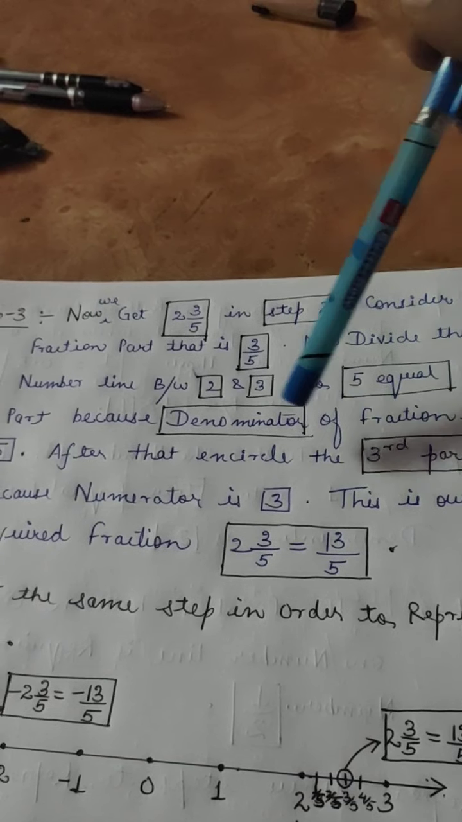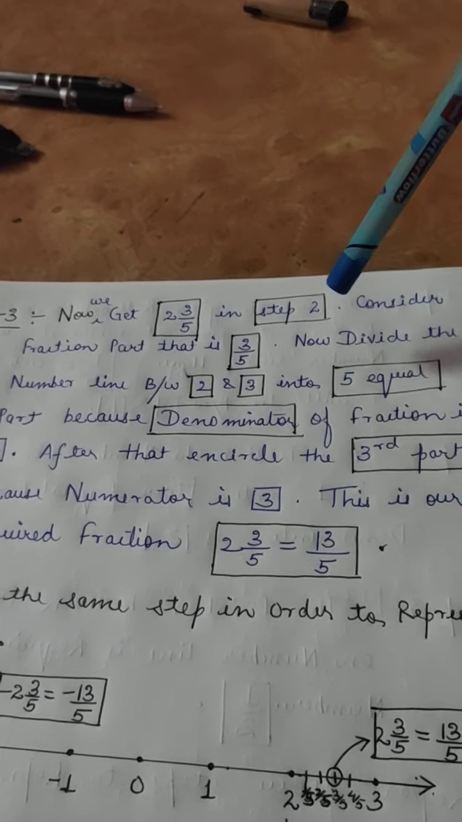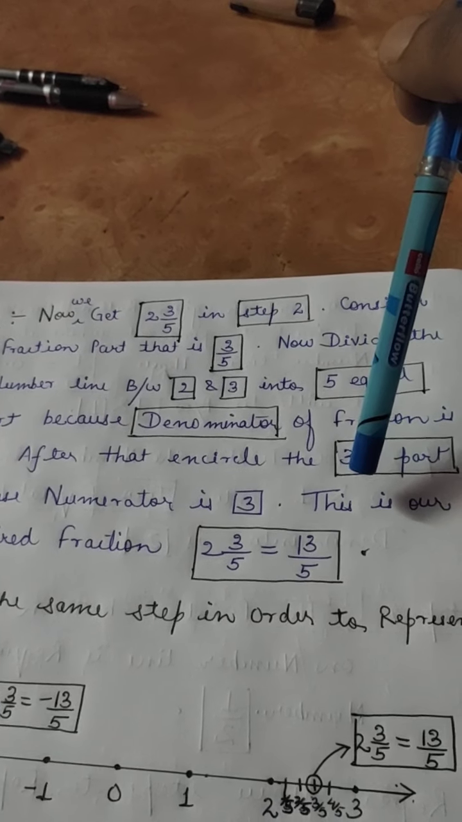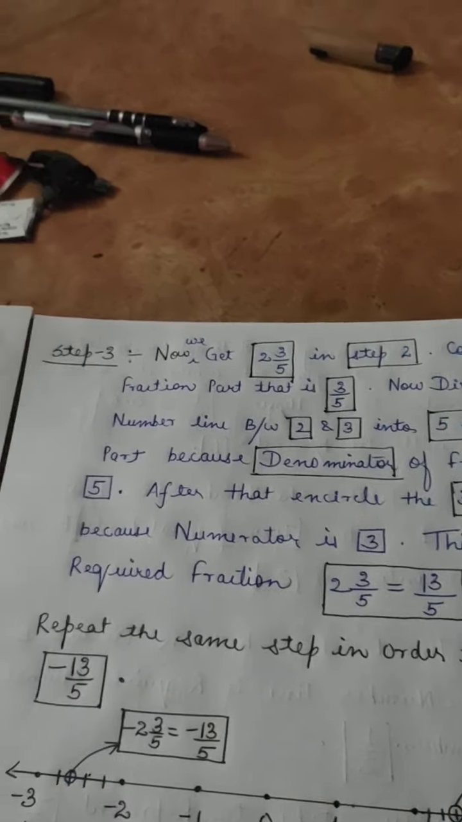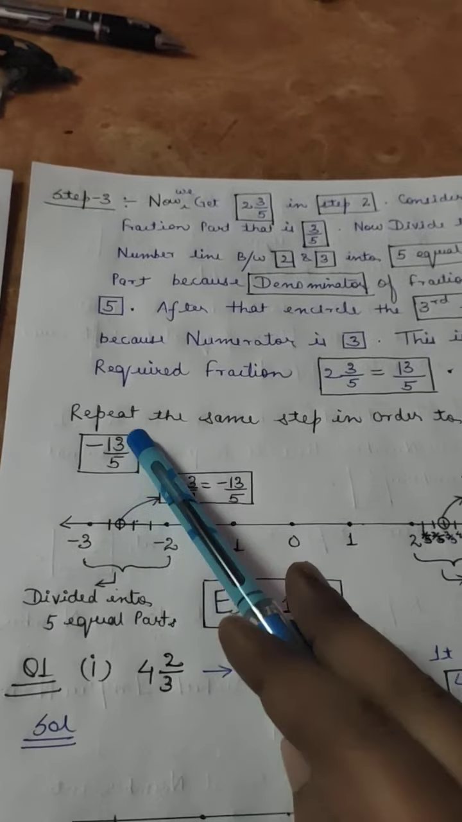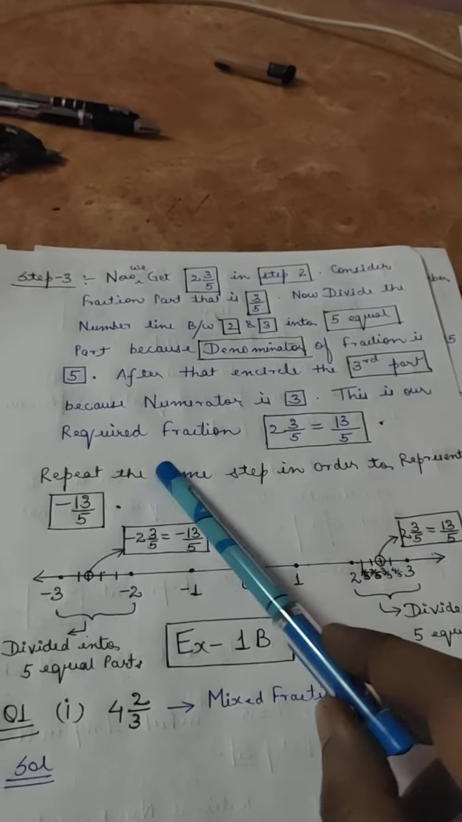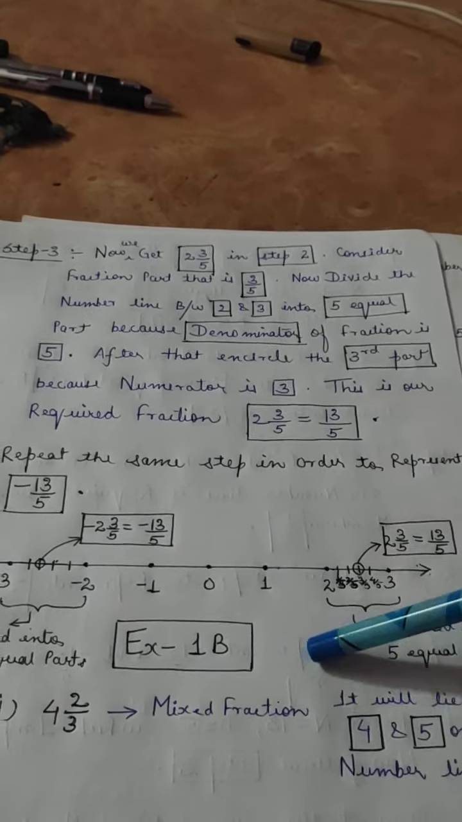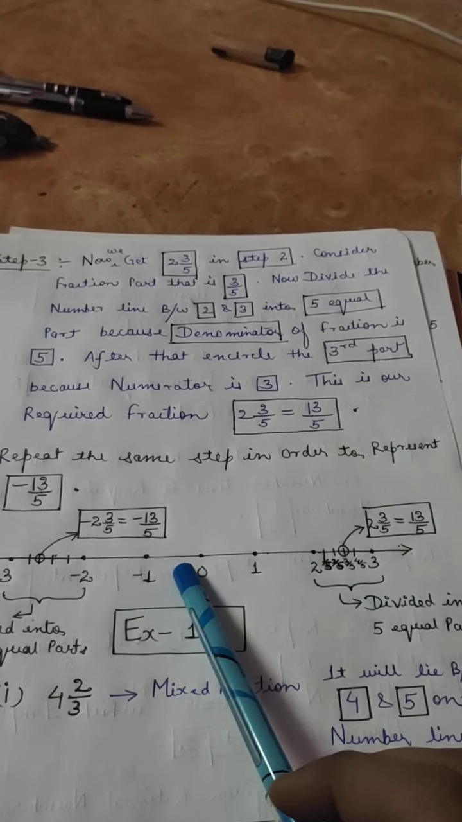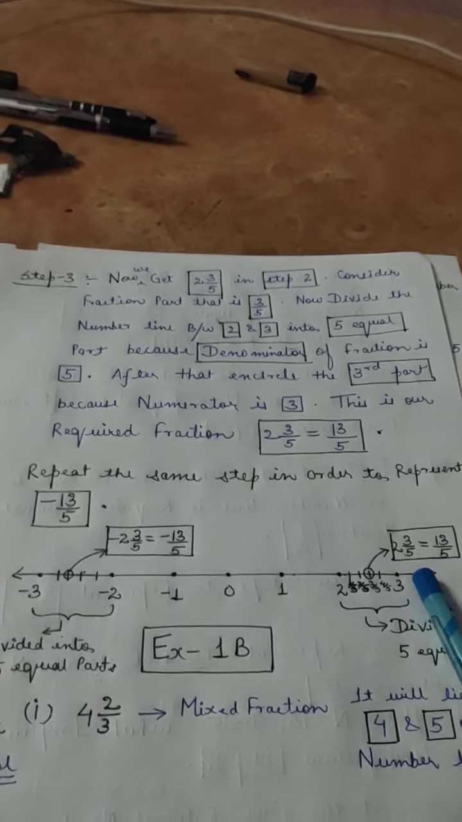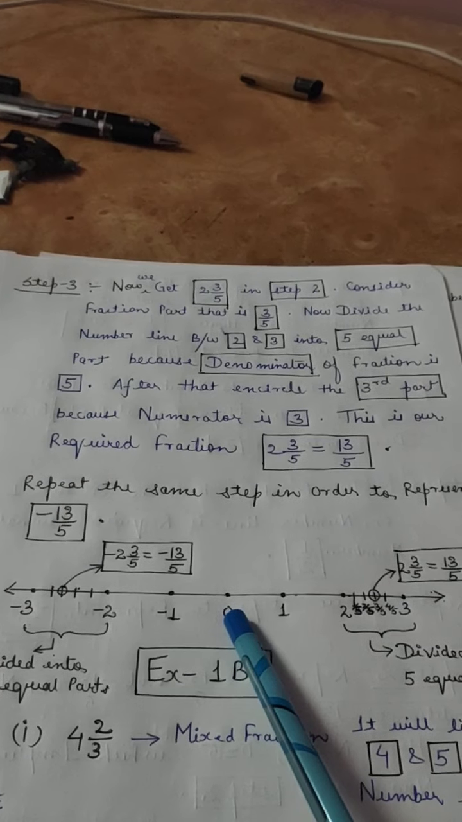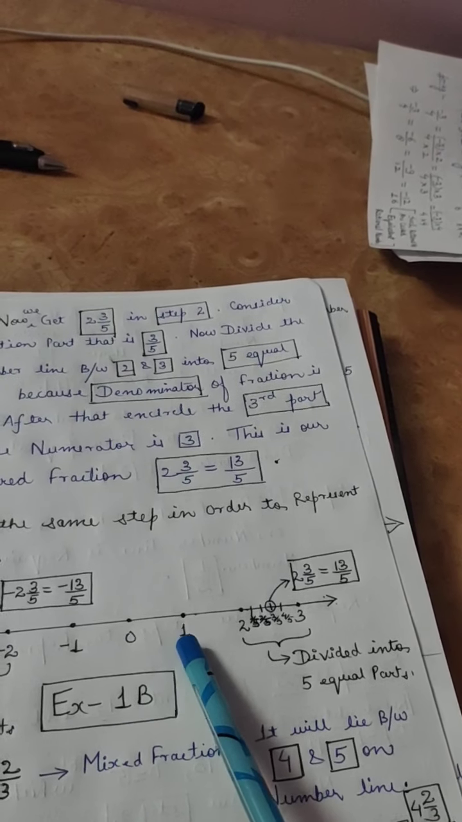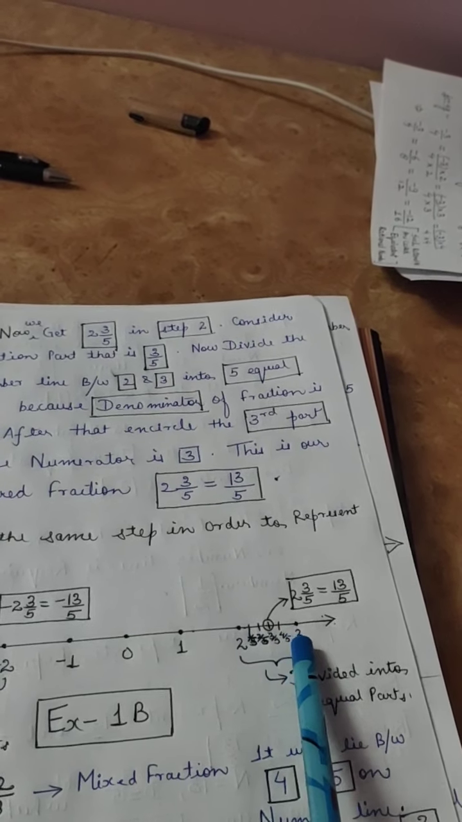So this third part represents the fraction 13 by 5. Similarly, we can represent the fraction minus 13 by 5 on the number line. Just see how we have represented it. We have first drawn the number line. The center point is representing 0, and after that 1, then 2, then 3.